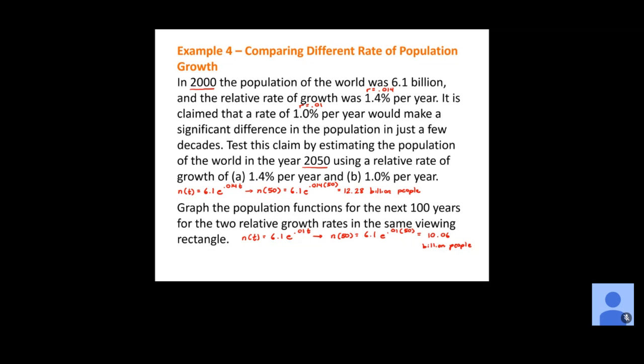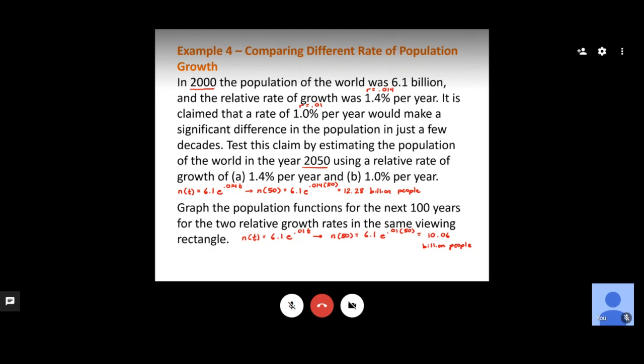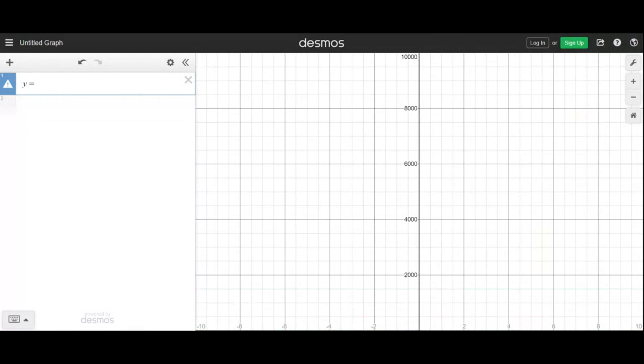Okay. Now, the next piece says we want to graph both of these in the same viewing rectangle, over the next 100 years. Okay, so I'm going to put both of these in Desmos now so that we can actually see what the graphs look like and compare them. We're going to look at 100 years. Okay, so we got 6.1 times e to the 0.014. I'm going to use x here. Then the other one's going to be 6.1 times e to the 0.01 x instead.